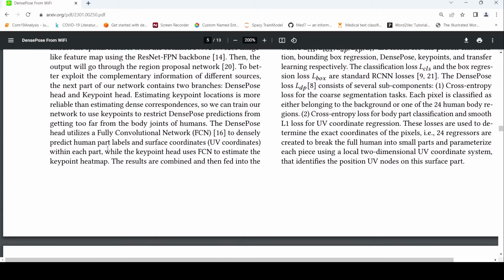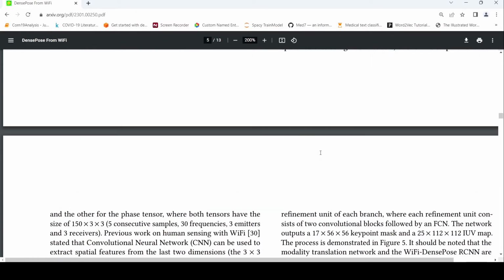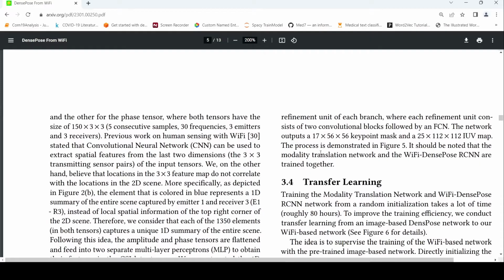The DensePose head uses a fully convolutional network to predict human part labels and surface coordinates within each part. The keypoint head uses a fully convolutional network to estimate the keypoint heat map. The results are then combined and fed into a refinement unit of each branch, where each refinement unit consists of two convolutional blocks followed by this. The network outputs a 17 x 56 x 56 keypoint mask and a 25 x 112 x 112 IUV map, basically the location map kind of. Okay.